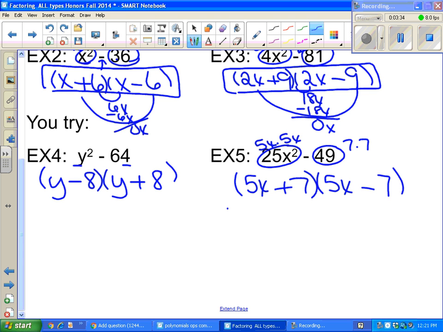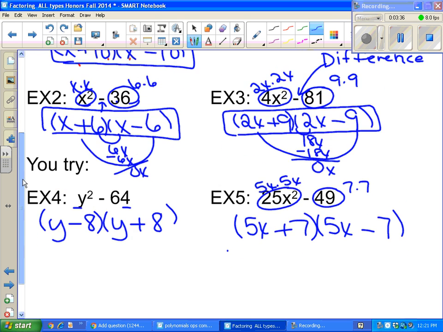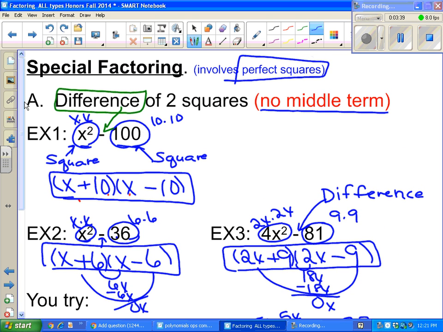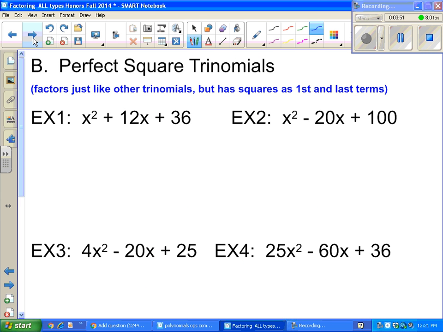Again, plus and minus. So the difference of two squares, these special factoring cases, can be some of the easiest ones. You have to recognize why I don't have a middle term. And the reason you don't have a middle term is because you've got one positive and one negative, but other than that, the parentheses are almost identical. Now let's turn to perfect square trinomials.